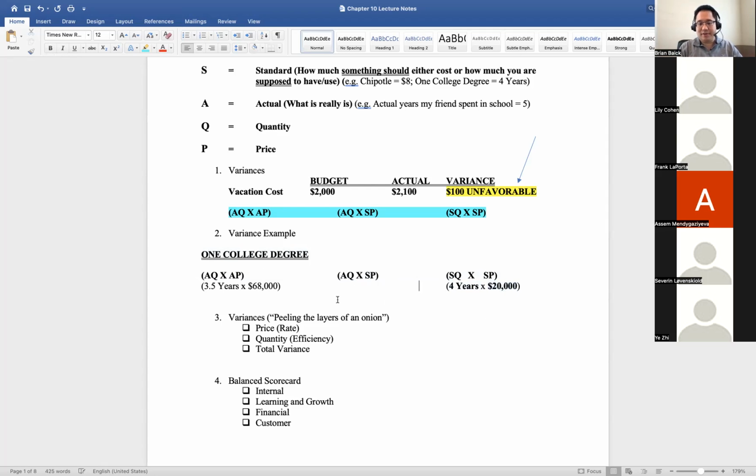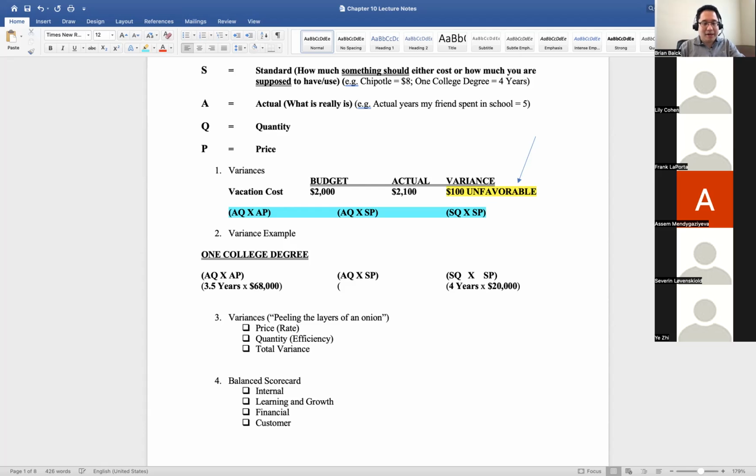Okay, standard price. Once you finish getting your degree at AU, if you graduate a little bit early, let's say that the actual quantity, you actually only spend 3.5 years in school. And the actual price is way more than you expected. Actually you end up spending $68,000 a year. That seems to be no surprise, because the actual price in college is always bigger than what you expect, or the standard price.